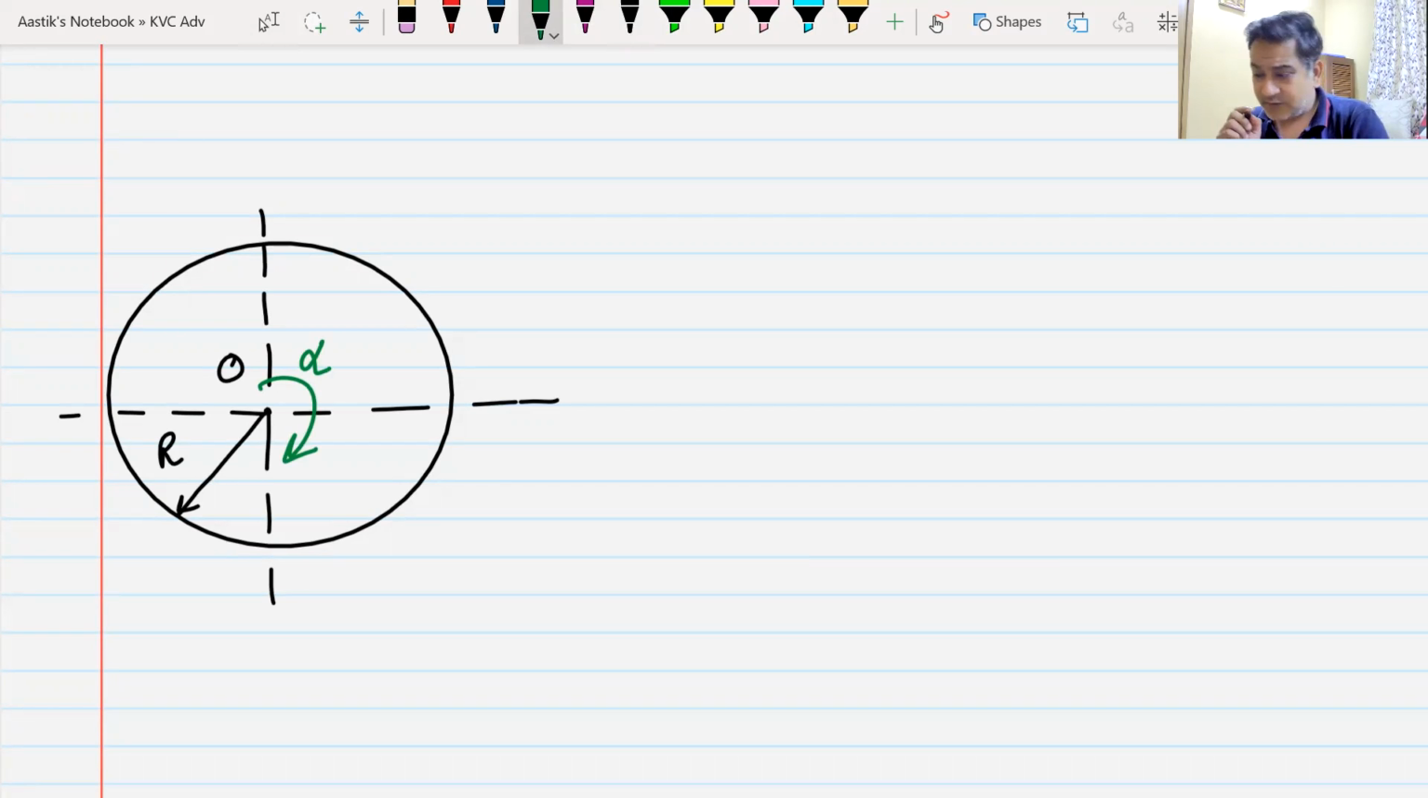Now, because of this alpha, omega will change. And because of omega change, tangential velocity will change. Yes or no? What changes tangential velocity would be known as tangential acceleration, because this acceleration would be along the tangential direction. Do we understand this? Yes, sir, we understood, sir.